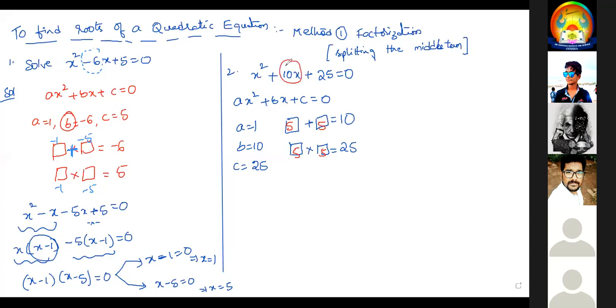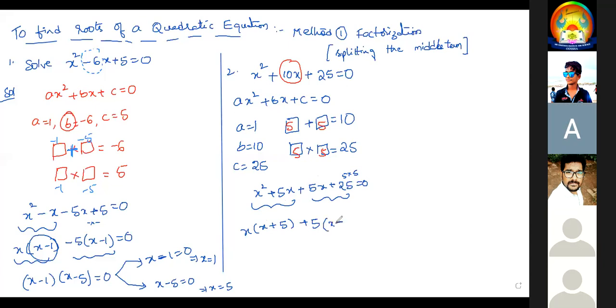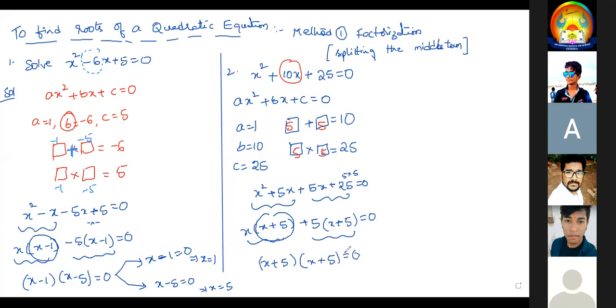So split this middle term as x square plus 5x plus 5x plus 25 equal to 0. Now among these two take x common: x plus 5. Among these two take 5 common, because this can be written as 5 into 5. If I take 5 common, it is x plus 5 equal to 0. Now from these, I can take x plus 5 common, and the remaining is x plus 5.